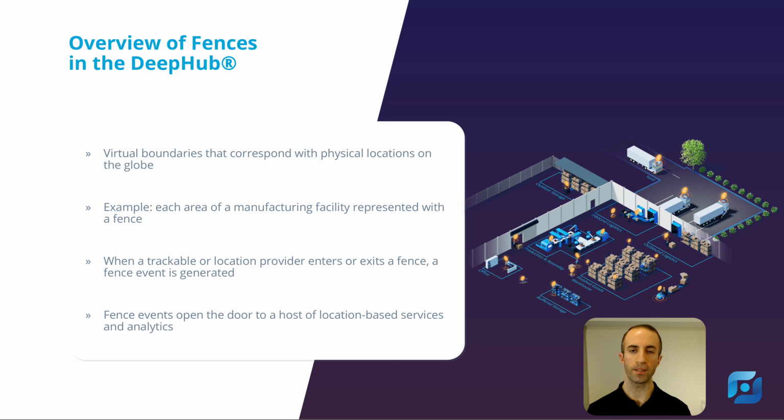For example, this manufacturing facility has one area that is restricted. This area could be defined with a fence in the DeepHub, allowing the facility manager to be notified in the event that a person or a vehicle enters this restricted area. This notification would be generated by a region entry event of the fence.